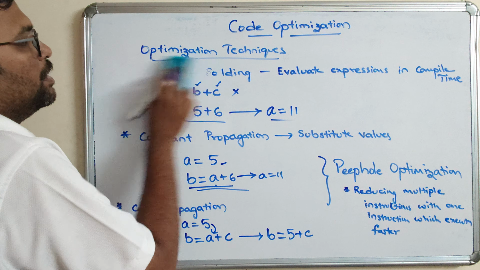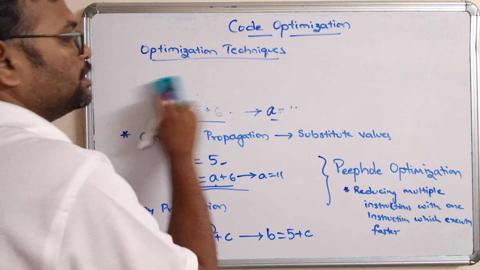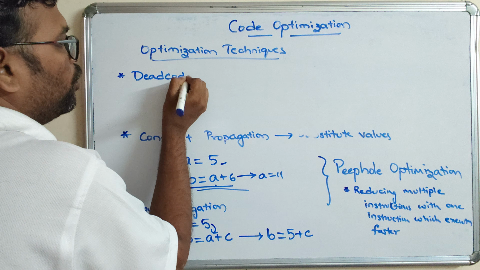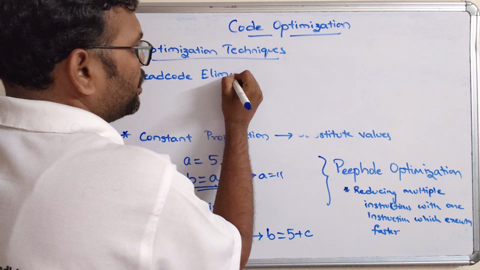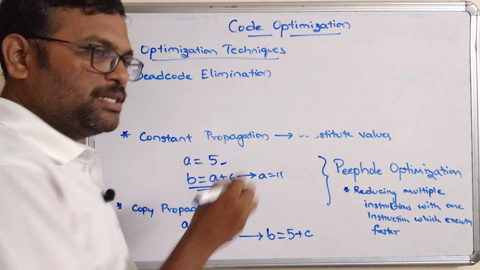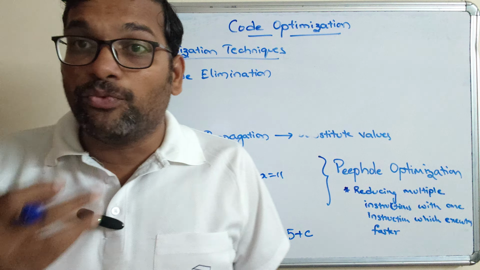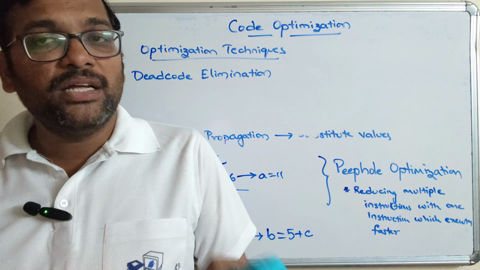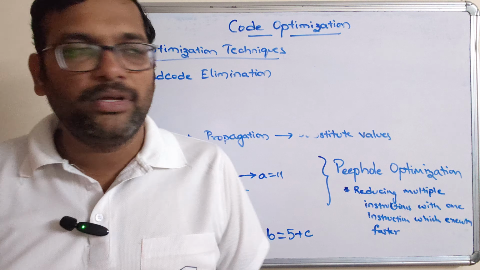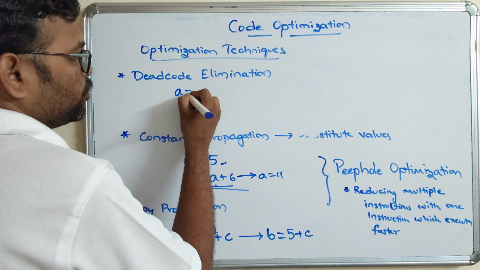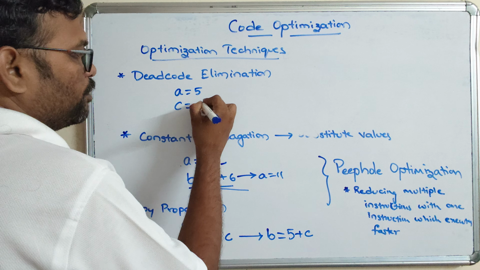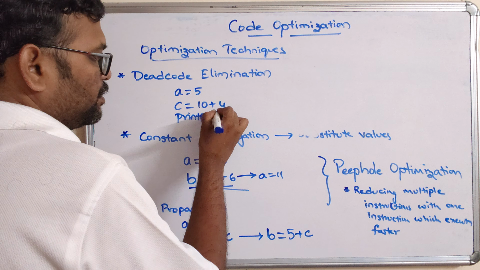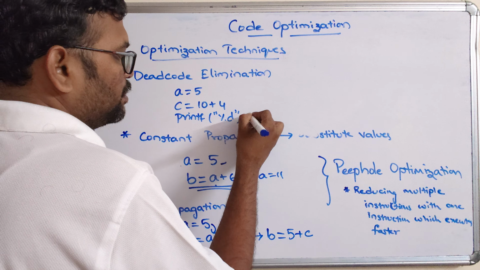And the next one is dead code elimination. This is also most important. Dead code means if we have multiple instructions and one instruction is not being used so far in the further instructions, then we can simply eliminate that particular instruction. For example, let us take a is equal to 5 and we are calculating c is equal to 10 plus 4, and we simply write printf percentage d c.